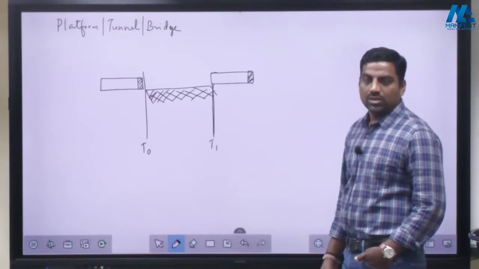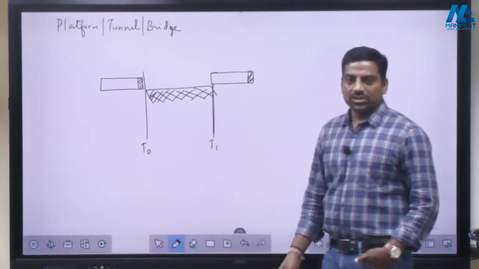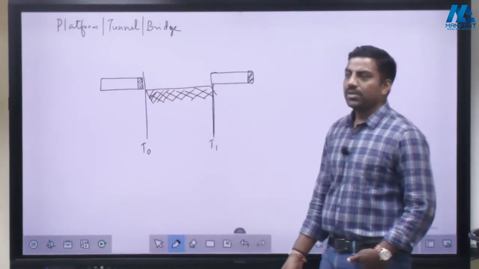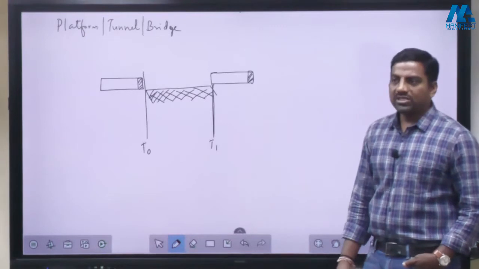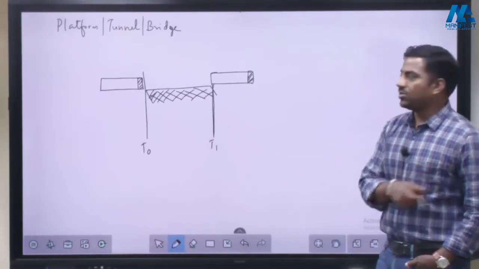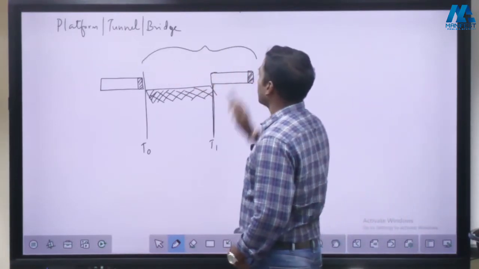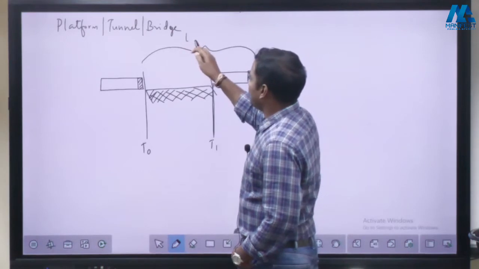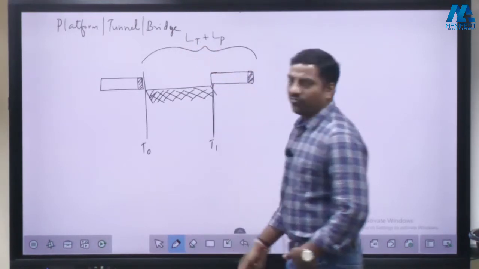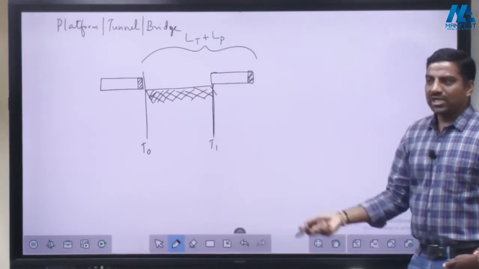Yes or no? Then tell me, from the time it approached the platform until the last bogie has left the platform, how much is the distance covered by the train? This is nothing but the length of the train plus the length of the platform. Let me take this as the platform for everything. In the same way bridge, in the same way tunnel also, right?